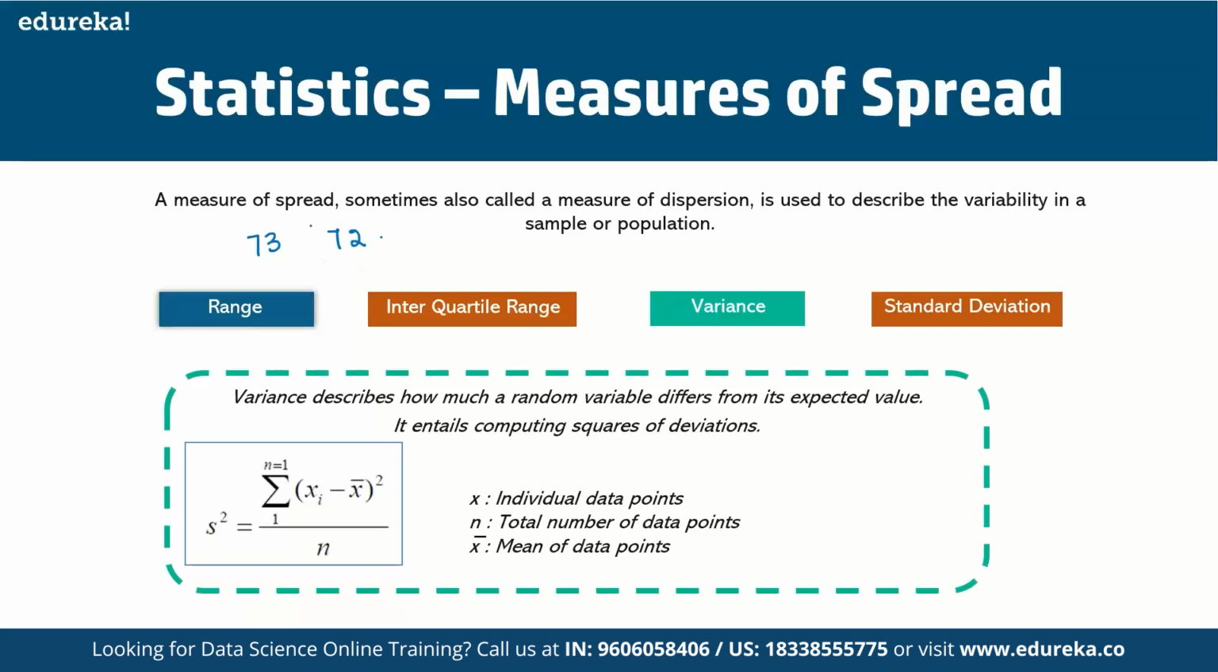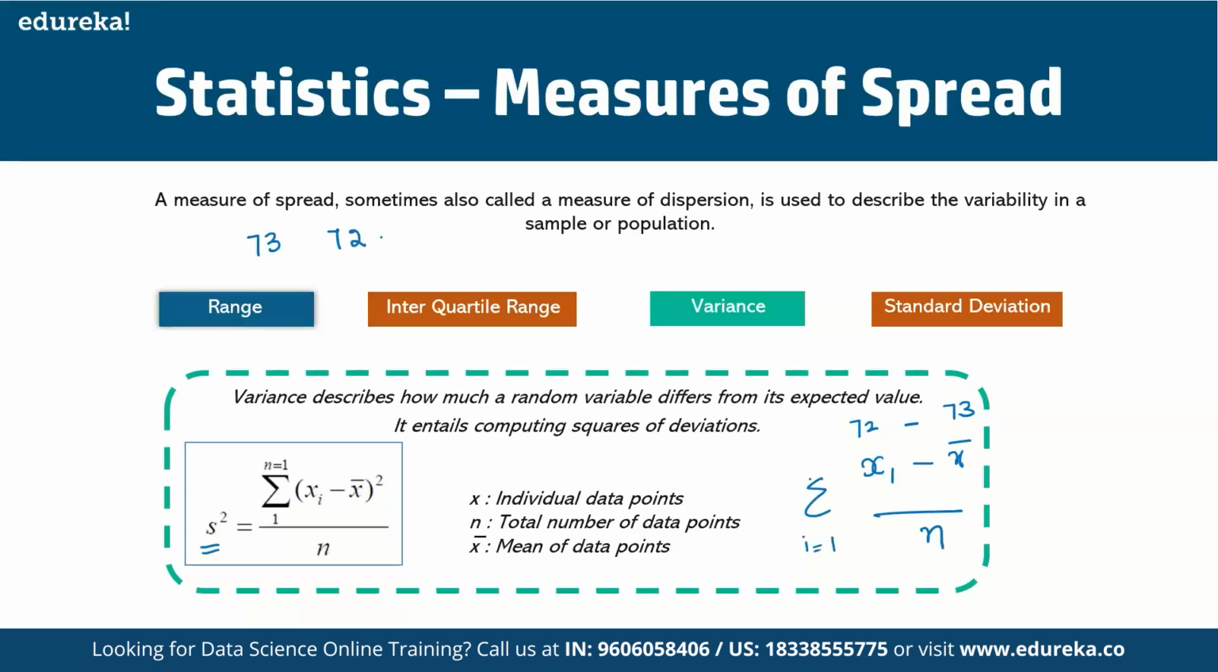How much is this 72 differing from this value, or how is your data spread, is called variance and standard deviation. Variance is nothing but S squared. If I do a square root of this, then I'm going to get my standard deviation. This is my actual value minus X bar. This X bar is my 73, and this is the value that I got, divided by your total number of data points. I need to do this for every data point.